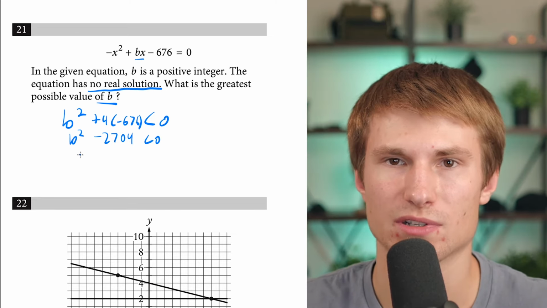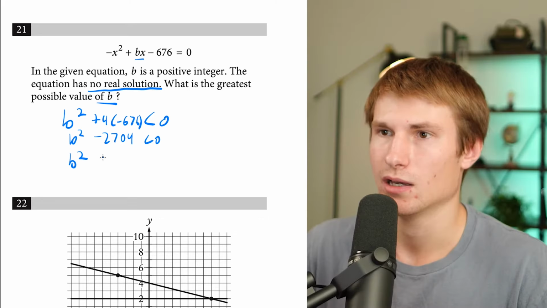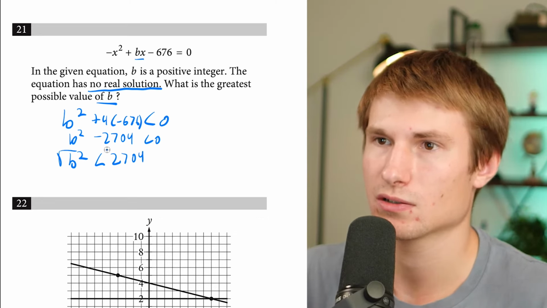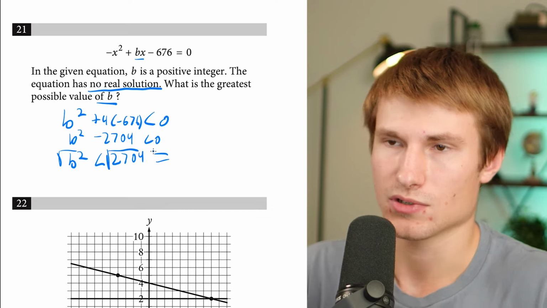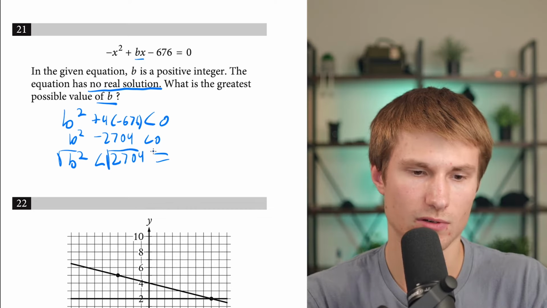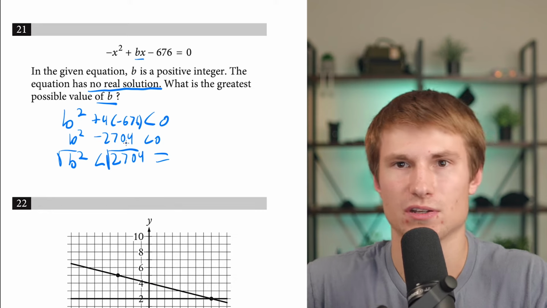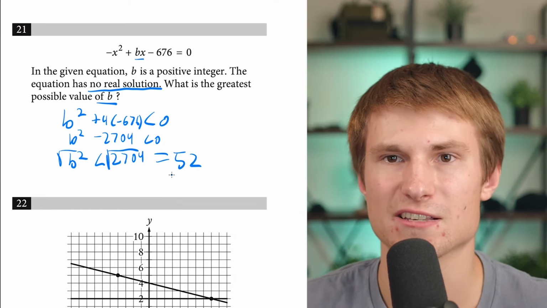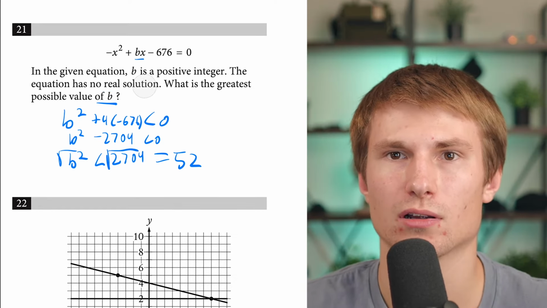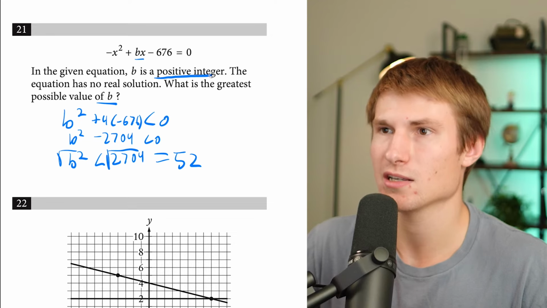We'll go ahead and add that 2704 to both sides. It's got to be less than 2704. We'll take the square root of each of these. Let's see what the square root of that is. Square root of 2704 is going to give us 52. Keep in mind that we need to be less than that, and we're looking for b as a positive integer.